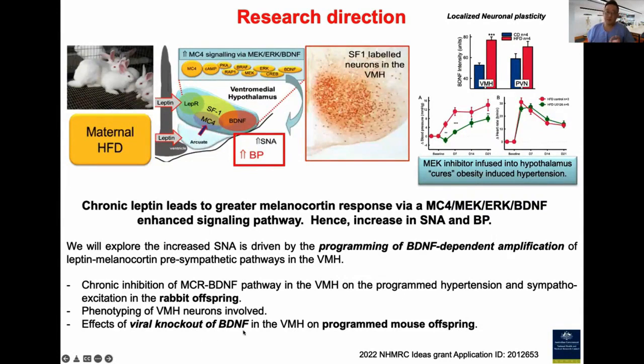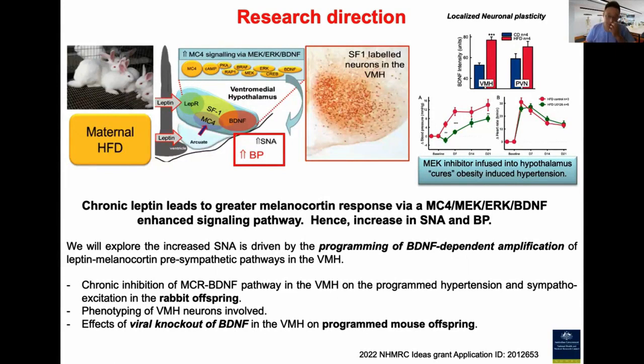In the mouse offspring, they are genetically modified to have a knockout of BDNF. Not all BDNF, because that would kill the animal, but 70% of BDNF is reduced, and we will see what happens to the offspring when we feed the high-fat diet to those mothers. When we get that result, we will clearly know whether BDNF is the main cause of all these changes.